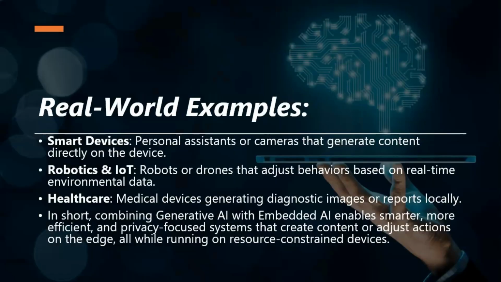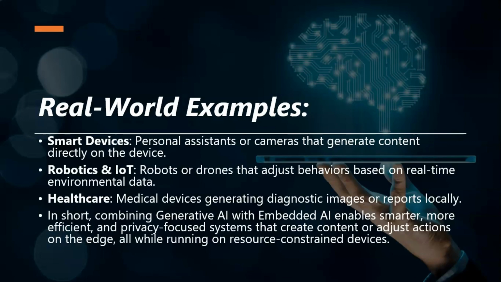Now, what are the real-world examples? We were already discussing the real-world example of the air conditioner, which is one example of a smart device. Then we have robotics and Internet of Things: robots or drones that adjust behaviors based on real-time environment data, as I was telling you about the camera adjusting according to how you feel about the temperature. Then we have healthcare, where medical devices generate diagnostic images or reports locally.